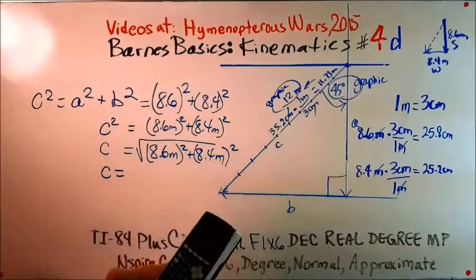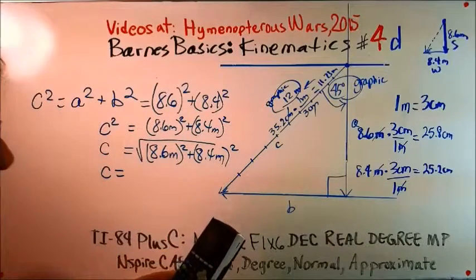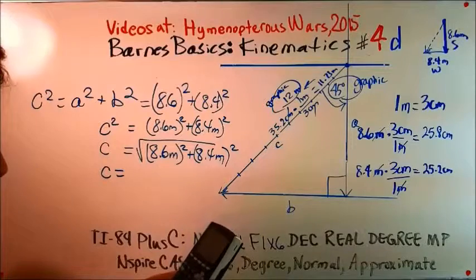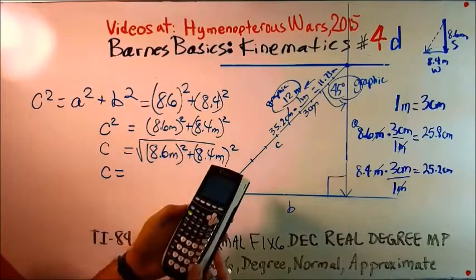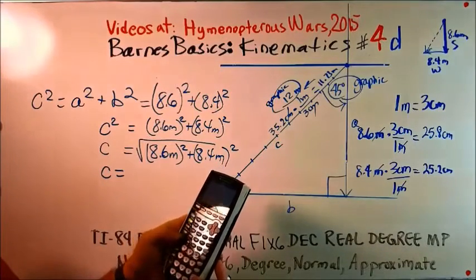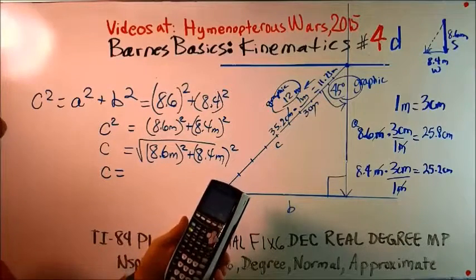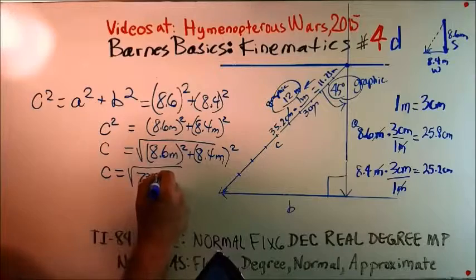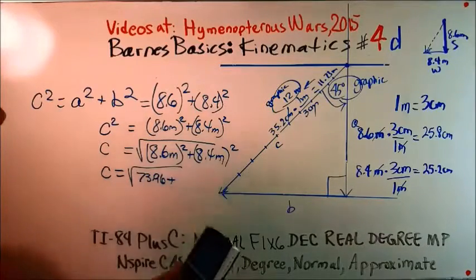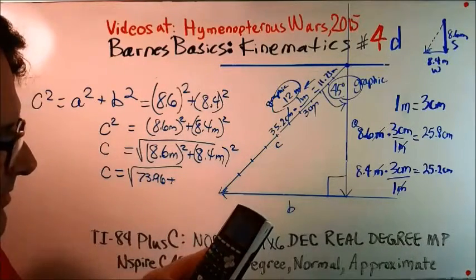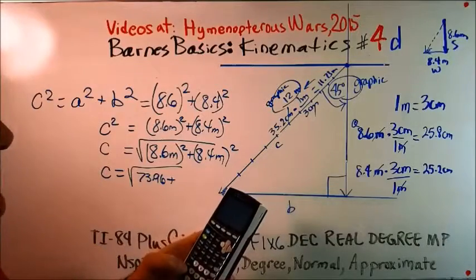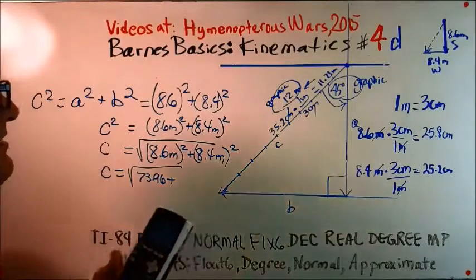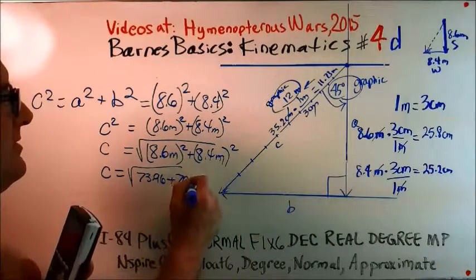So in the TI-84, let's hit clear. 8.6. The x squared button is along the left side. Hit that and hit enter. And I got 73.96. And let's go to 8.4 and hit the x squared sign and hit enter. And I got 70.56.